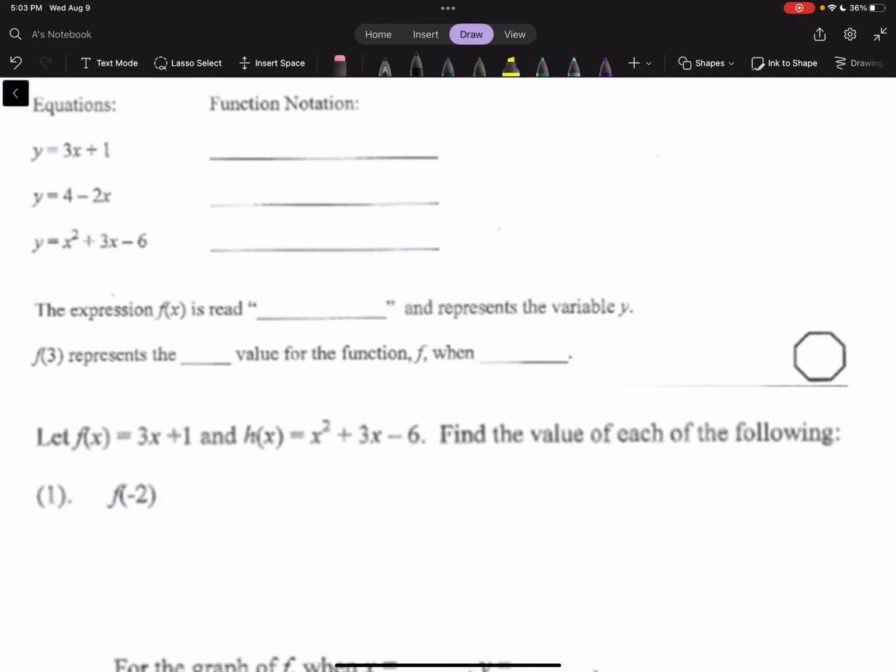We're going to talk about function notation. Function notation is very easy. You're going to take the y and replace it with f of x. f of x is the function in terms of x. f of x is equal to 3x plus 1. You do that for the other two. I'm not taking the time to write it.